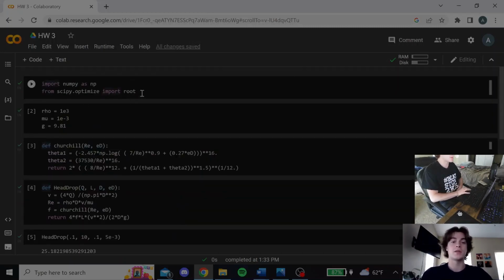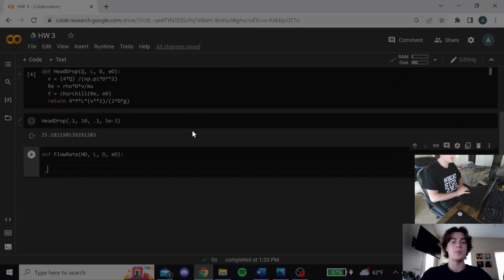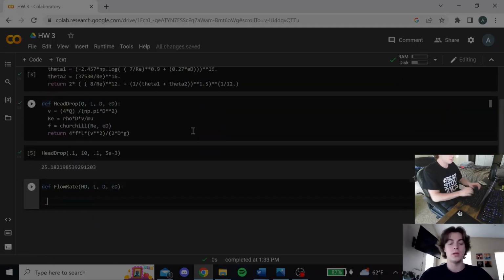At the start of the video, I had it imported up top, and to use root solver, we need to define an equation that we will pass to it. Root solver always takes in a vector of unknowns and returns the answer as a vector, so we need to keep that in mind as we code. So I'm just going to call our vector y, and then the only unknown in our vector is the flow rate that we're looking for.